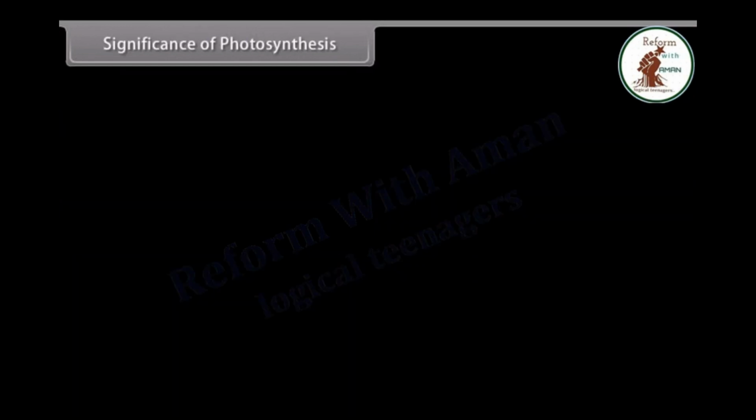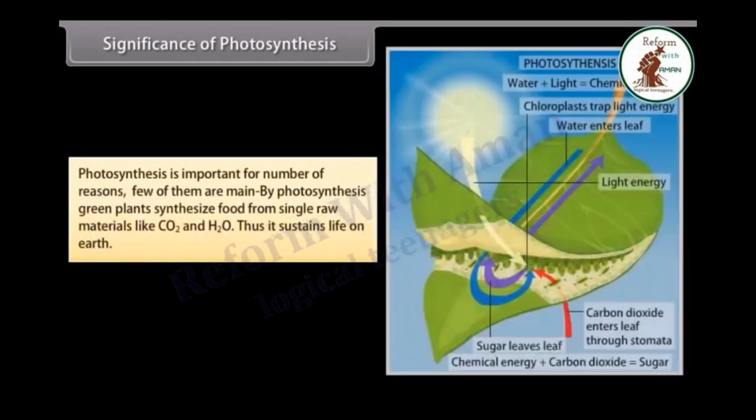Significance of photosynthesis. Photosynthesis is important for a number of reasons. A few of them are main. By photosynthesis, green plants synthesize food from simple raw materials like CO2 and H2O. Thus, it sustains life on Earth.